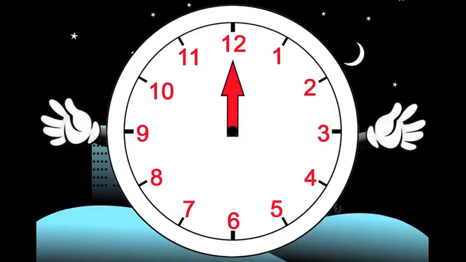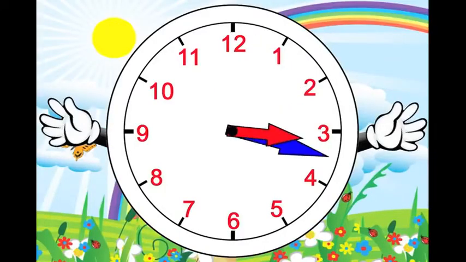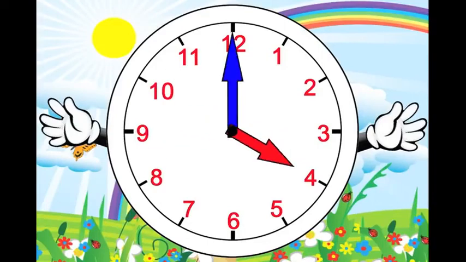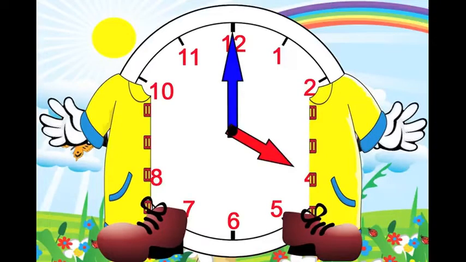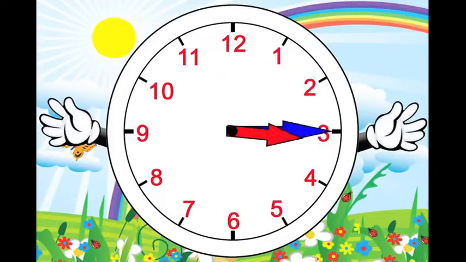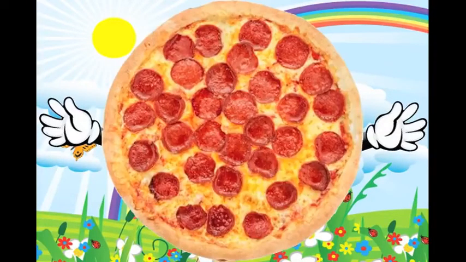But we also need to know how many minutes have passed. The big hand helps us know what minute it is. A minute is about the time it takes to put on your coat and shoes. The minute hand has to go all the way around the clock for each hour. Look at the shape of this clock. It's round, like a pizza.